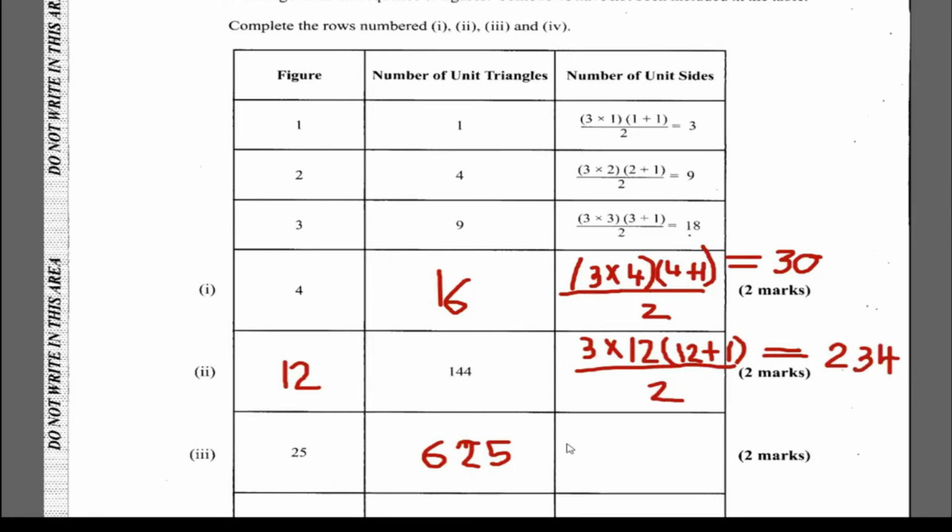Now we're going to do this again, when n is 25. It's 25 times 3, which is 75, multiplied by 25 plus 1, which is 26, divided by 2. 75 times 26 divided by 2 is 975.